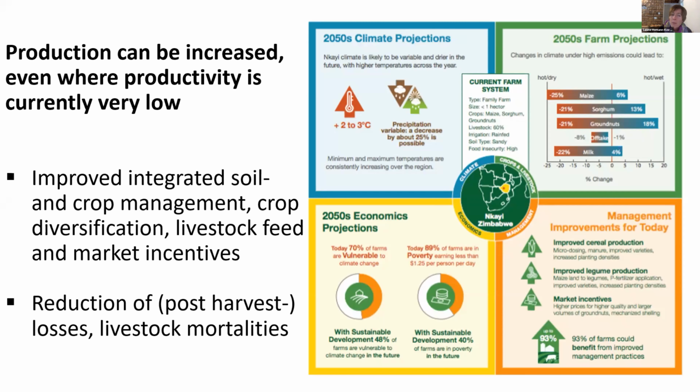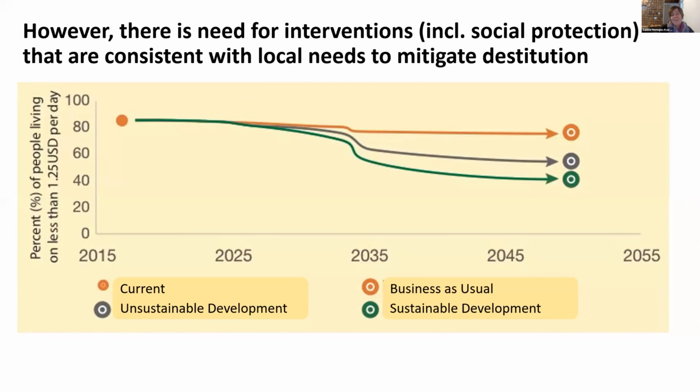We can benefit from better integrated soil crop management, crop diversification, linking crops with livestock and market incentives. And plus, the other added value comes in by reducing the losses, reducing the post-harvest losses, the livestock mortalities, and by improving production and reducing the losses, we can really increase the farm net returns substantially. However, we are asking, why is it not happening? Next slide.